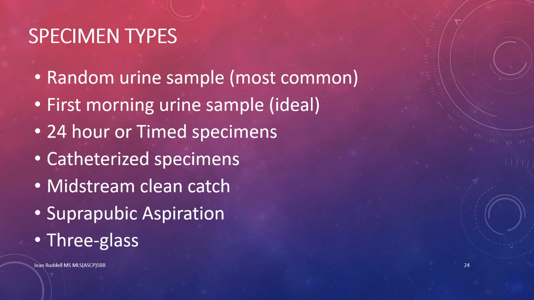The midstream clean catch specimen provides a safer, less traumatic method for obtaining urine for bacterial culture and routine urinalysis. It provides a specimen that is less contaminated by epithelial cells and bacteria and is therefore more representative of the actual urine than the routinely voided specimen.